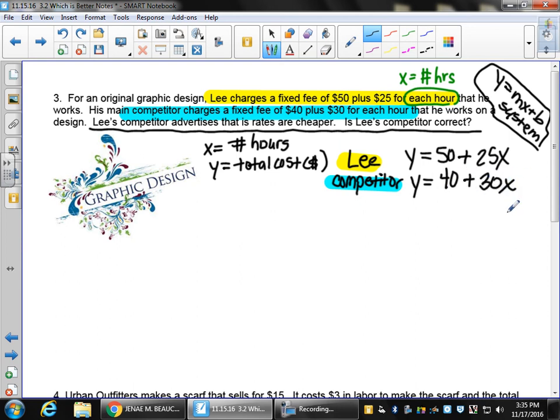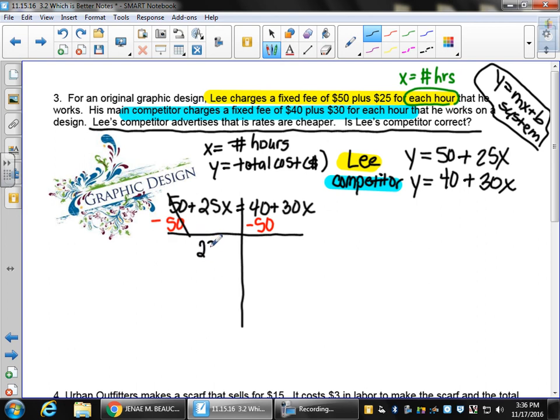We have our system. One is saying they're better than the other. So let's first see when are they equal. Set them equal: 50 plus 25x equals 40 plus 30x. Line down the equal sign and solve. If you haven't done it, pause. I choose to subtract 50 from both sides first. 25x equals negative 10 plus 30x.